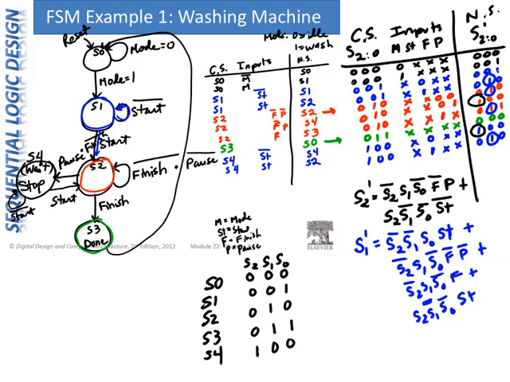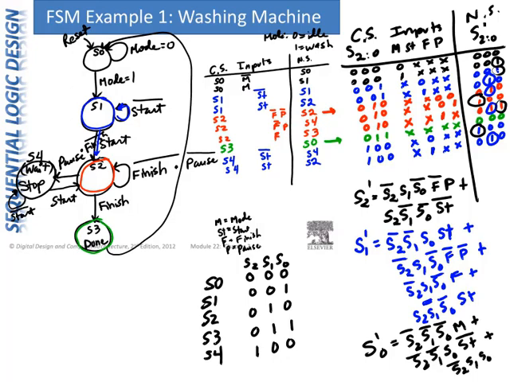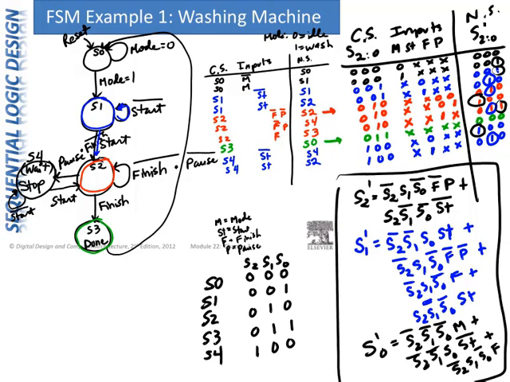Finally, our last state bit, we have 3 possible cases of 1s. S0 prime is going to be S2 bar, S1 bar, S0 bar, and M, or S2 bar, S1 bar, S0, and ST bar, or S2 bar, S1, S0 bar, and F.